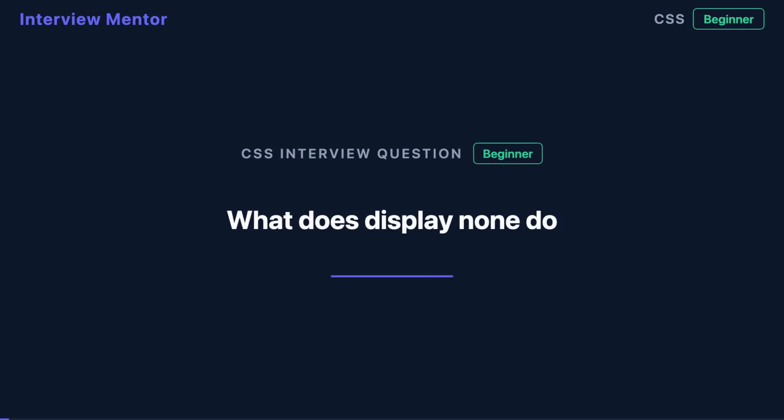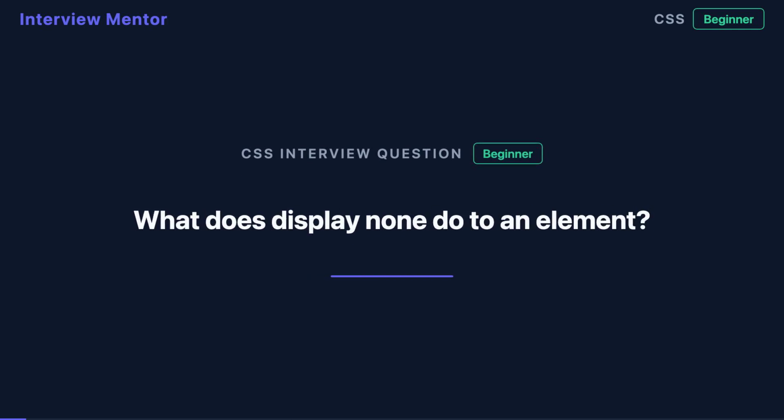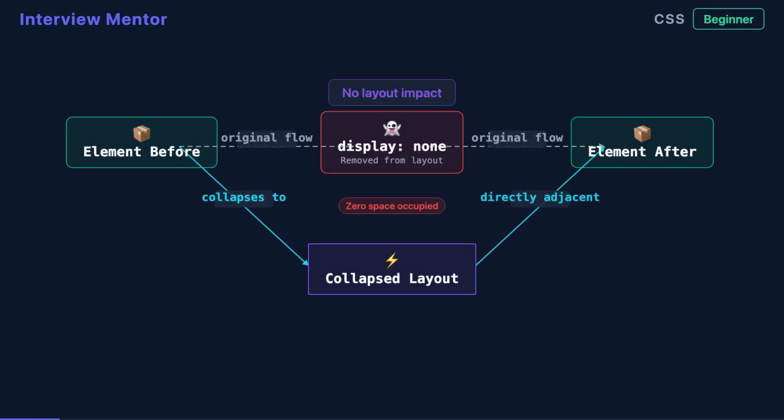What does display none actually do to an element? It's more powerful than you might think. When you apply display none to an element, it's completely removed from the visual rendering. The browser acts as if the element doesn't exist in the layout at all. It takes up zero space in the document flow. Elements before and after it collapse together as if the hidden element was never there.